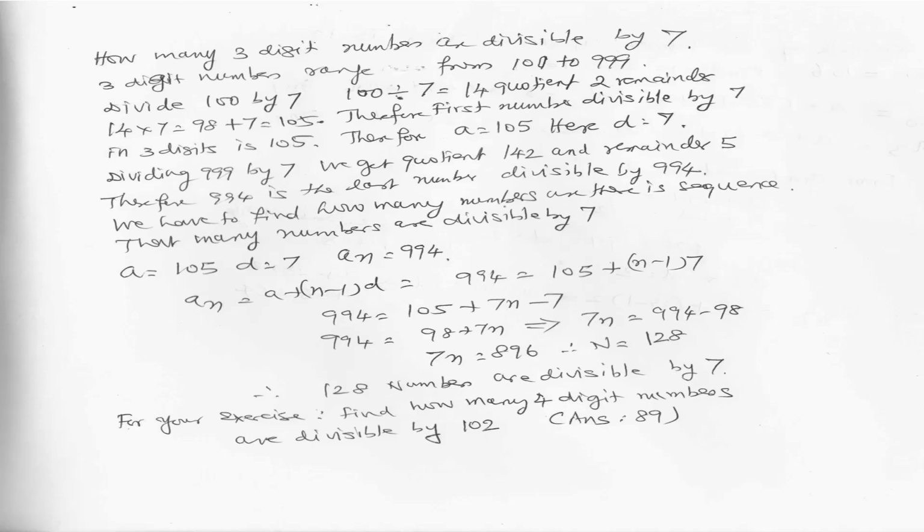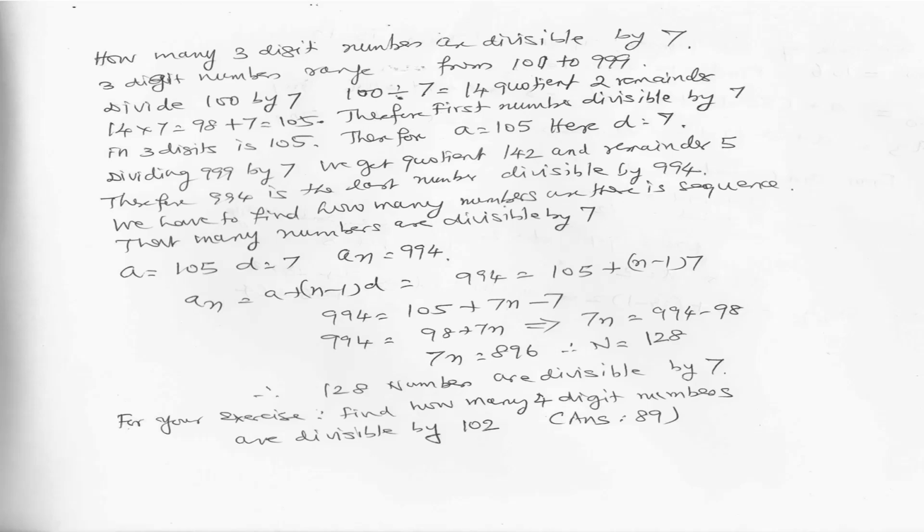So dividing 999 by 7, we get the quotient 142 and the remainder 5. Therefore, 994 is the last number that is divisible by 7. We have to find how many numbers are there in this sequence. That many numbers are divisible by 7. Therefore, A is equal to 105, D is equal to 7, AN is equal to 994.